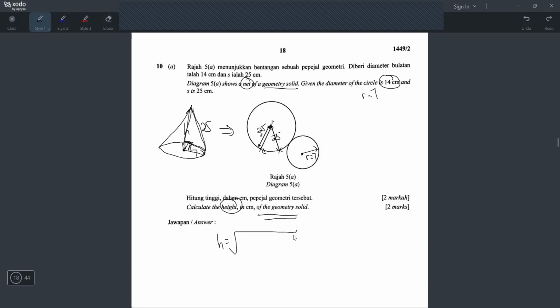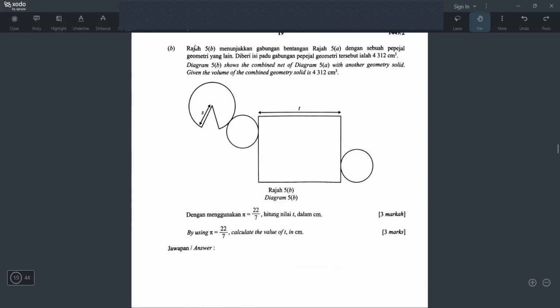So how to use Pythagoras theorem? Square root, bracket square. Okay, plus or minus? Minus, because I'm not finding the hypotenuse. I'm not finding the longest side, right? So definitely it's 25 square minus 7 square. Okay. And if you press this, you will end up with 24. And then let's write cm because everything is in cm, right? So that is the answer. Okay. All right. Let's continue. Okay, B question. Let's read.